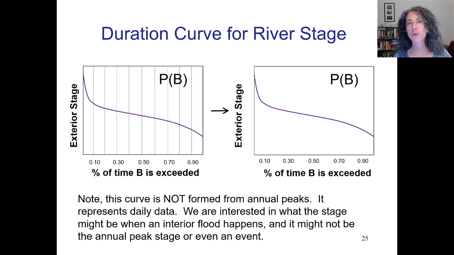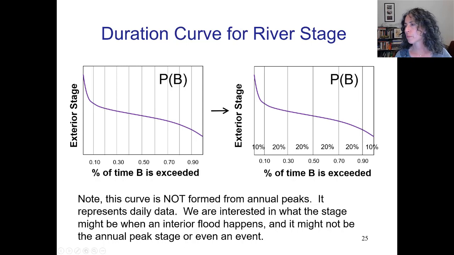So we have our family of conditional probability distributions of variable C given variable B, meaning tributary stage given main stem stage. And now we need our conditions for our variable main stem stage, right? So how did we do that? Well, we took that daily duration curve of main stem stages and we divided it up into probability ranges. So this is creating ranges that are mutually exclusive and exhaustive.